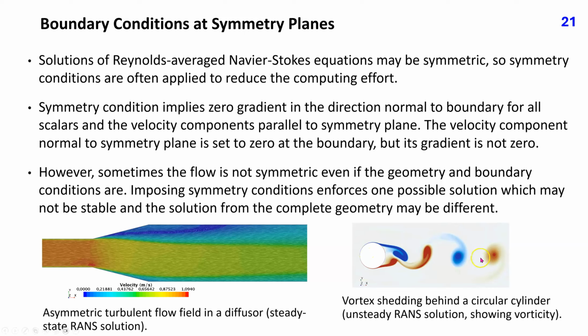This plot shows the well-known vortex shedding behind a circular cylinder. Shown is the instantaneous vorticity from an unsteady computed solution. If the simulation is performed in half of the flow domain with an imposed symmetry boundary condition, the flow would be steady without vortex shedding.